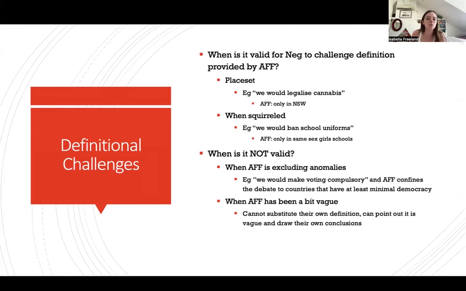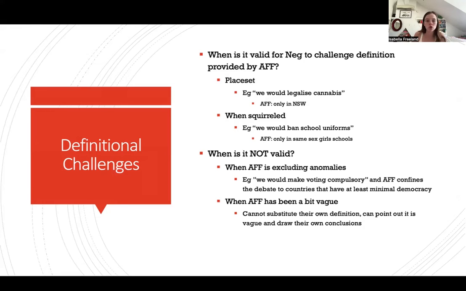The second instance in which negative cannot challenge affirmative is if they've been a bit vague. So maybe the debate is we should ban school uniforms and affirmative doesn't give a definition. What you should assume as negative is that the definition is what the average reasonable person would think about that debate. So, okay, we should ban school uniforms in Australia and public schools is a reasonable interpretation as the general public. So that's what negative takes.